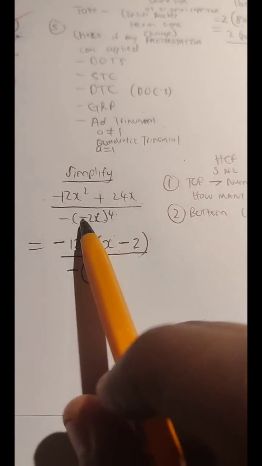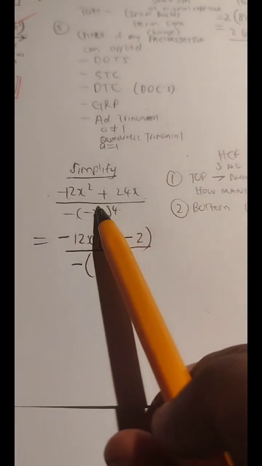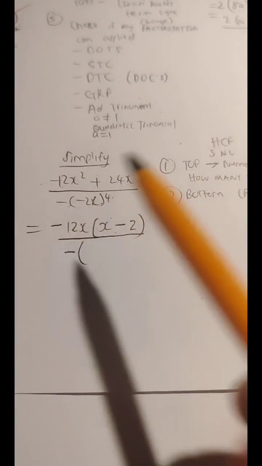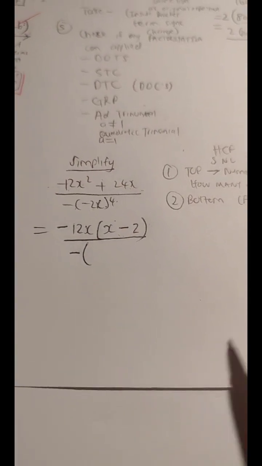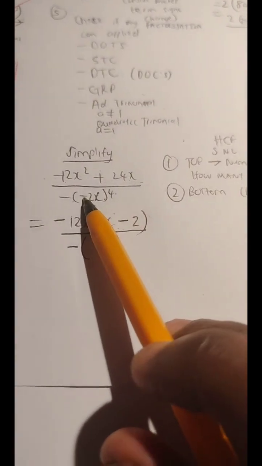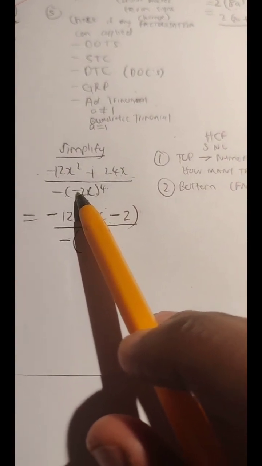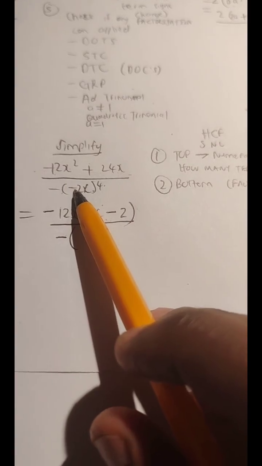If you apply an even exponent to a negative sign, what happens to the negative sign? An even exponent applied to a negative sign. What happens to the negative sign, guys? Does it stay the same or does it change?